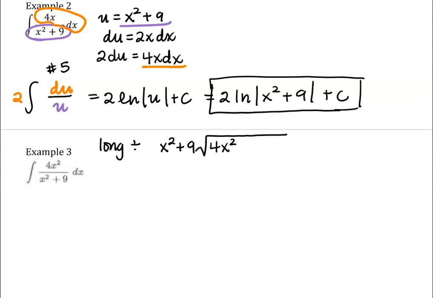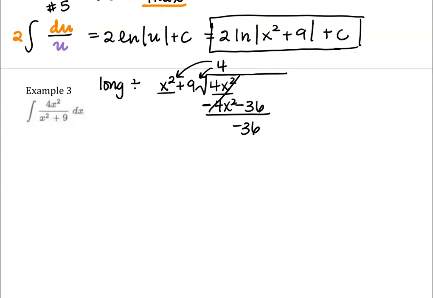I start off asking myself, what do I multiply by x squared to get 4x squared, and that is a 4. So now I'll multiply the 4 to give me a 4x squared, multiply the 4 to give me a 36, and then we are subtracting these. That cancels. I'm left with a remainder of negative 36, and the process stops there because there is no x squared down here next to that 36.